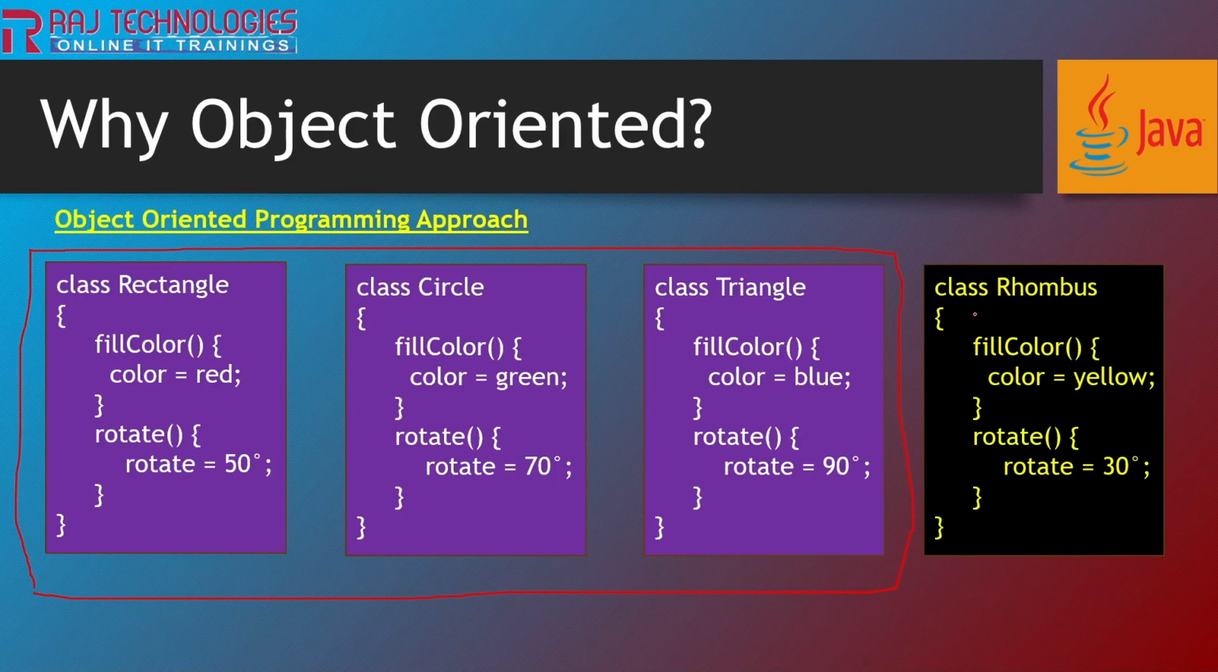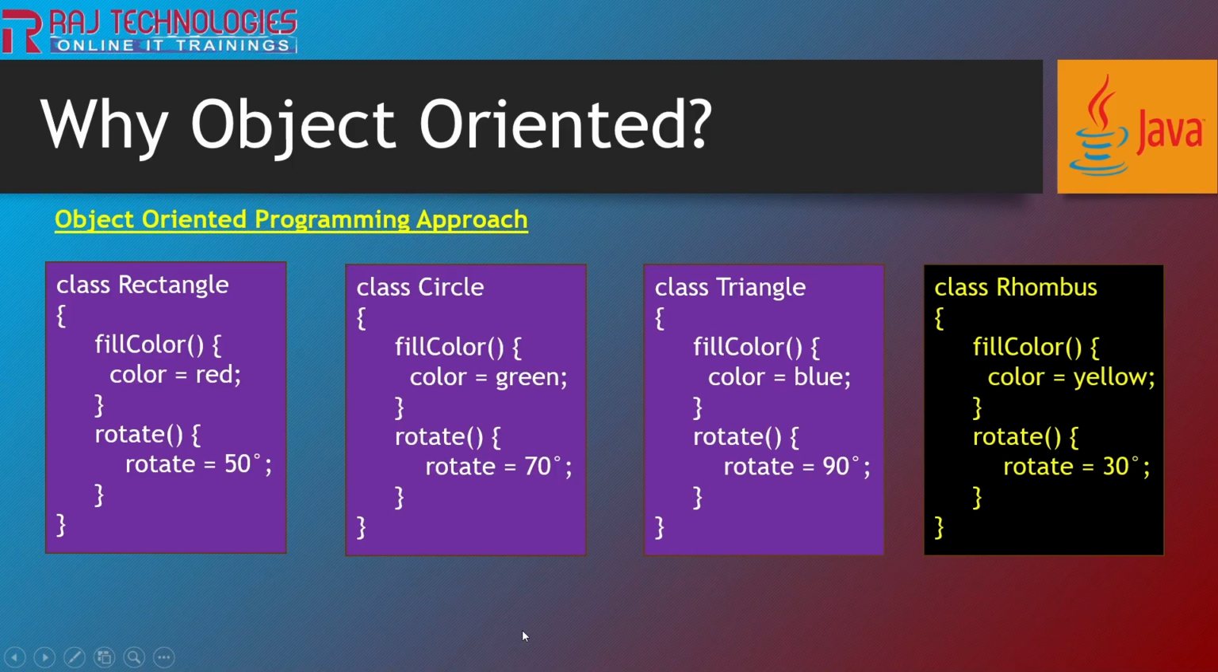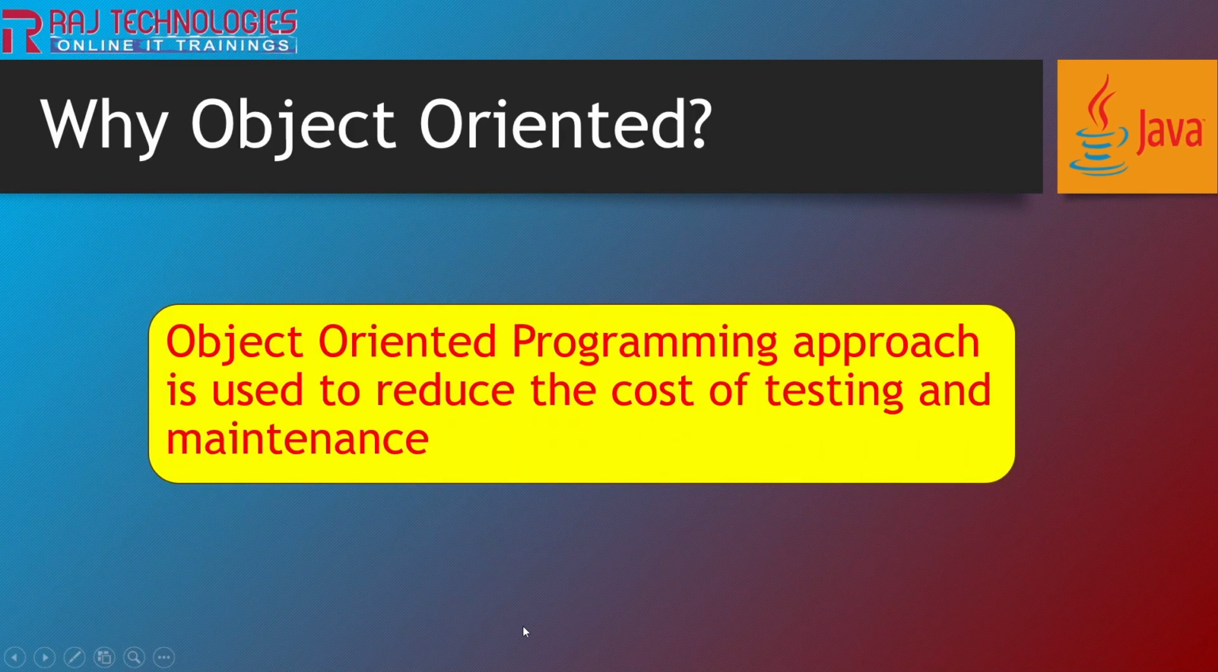So what do we have to do now? We have to take only this new requirement and send only this new requirement for testing. So the main beauty of the object-oriented approach is that the cost of testing and maintenance will be low for us. This is the main thing of going with object-oriented. See, why object-oriented? The object-oriented programming approach is used to reduce the cost of testing and maintenance. This is the main point we should say for why people choose object-oriented.